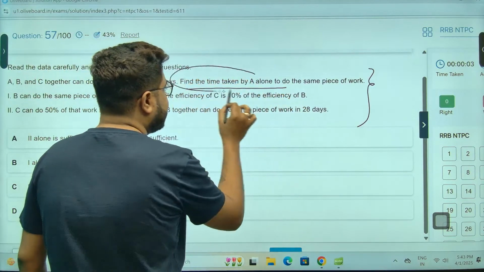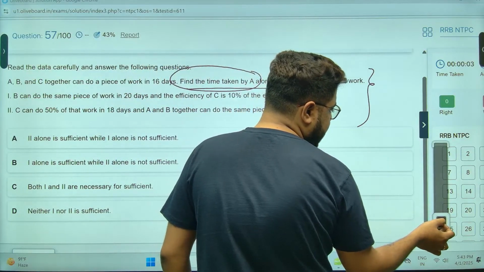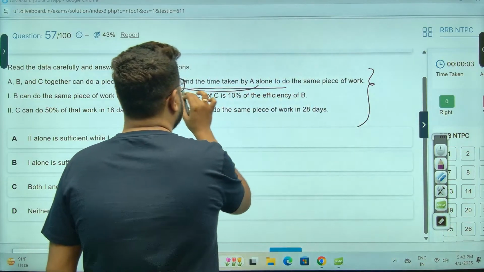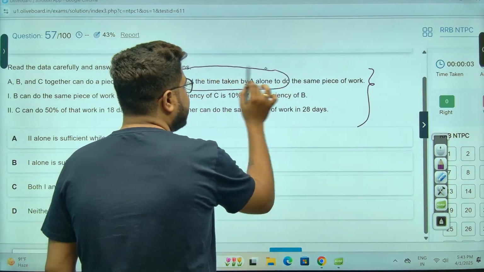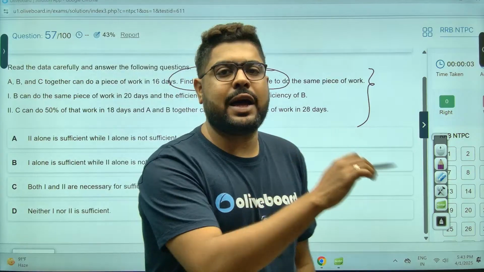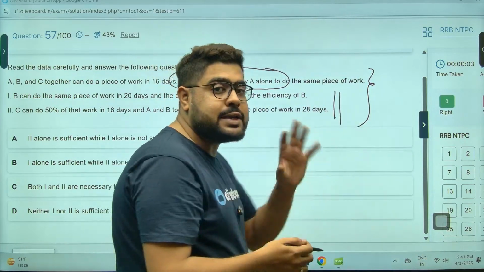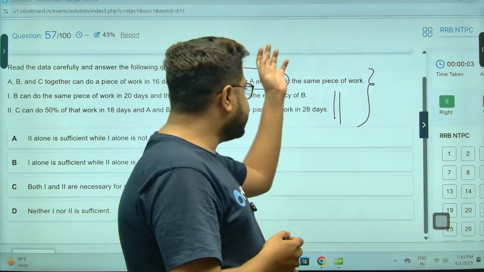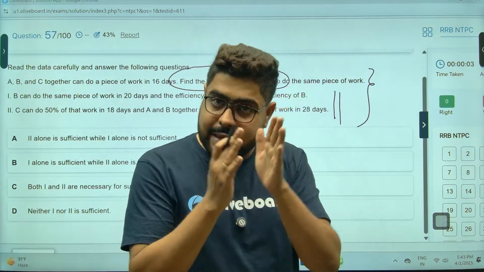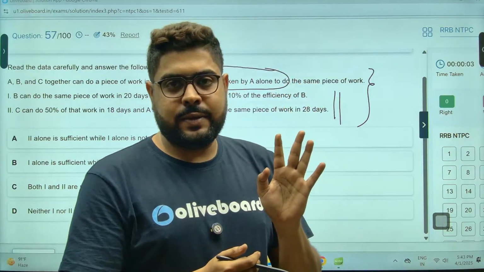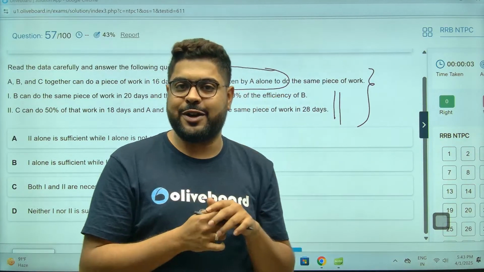Can we find the time taken by A alone from the given data? They are not asking what the time taken by A alone is. They are not asking us to solve the question. They are asking us, can we do it? Please understand, always approach the questions from that point of view.